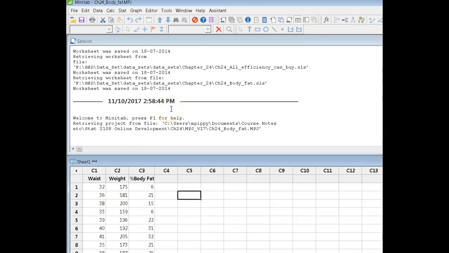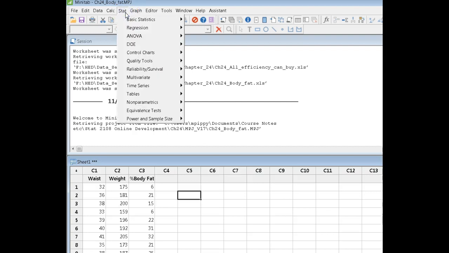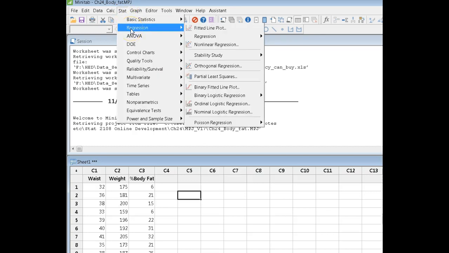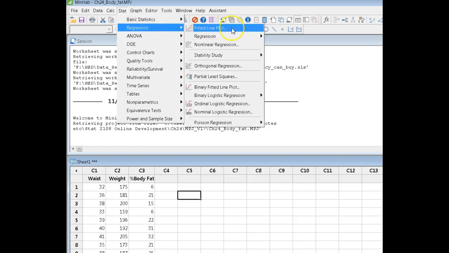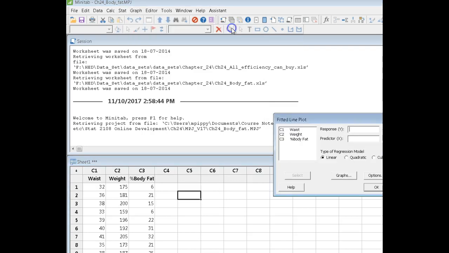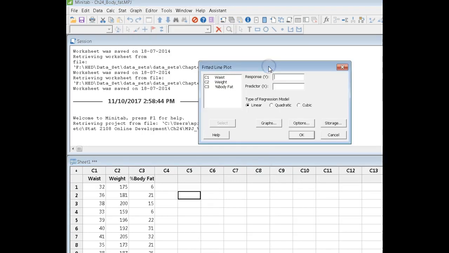When you are looking to find a relationship between an X and a Y variable, and you're going to use it to do predictions, you're going to want to run a regression. The regression is under the Stat tab. Second one down says regression, and the very first thing we would do is a fitted line plot. That shows me a scatter plot, plus it gives me some information from the regression.